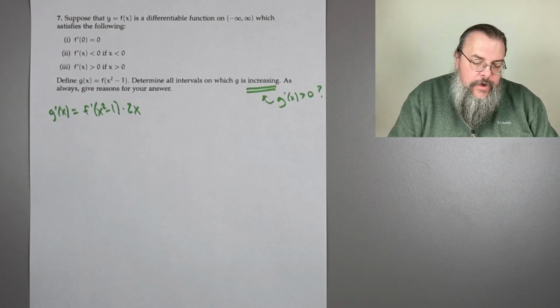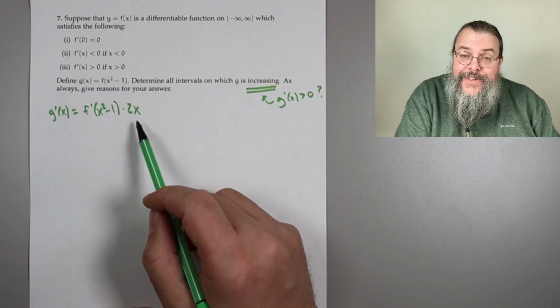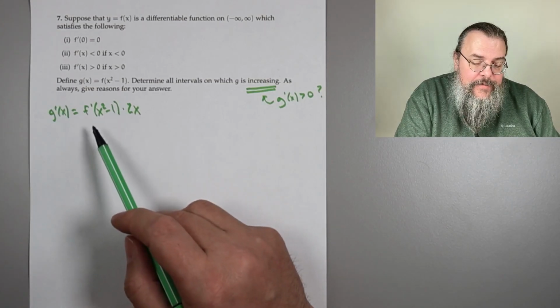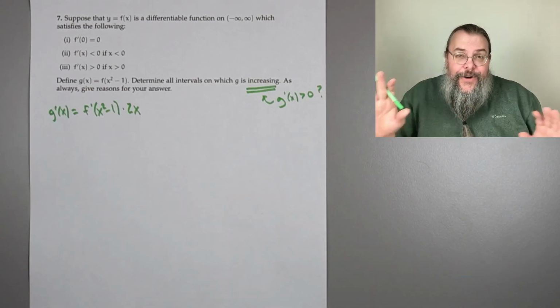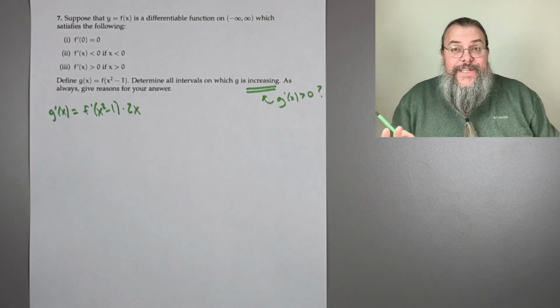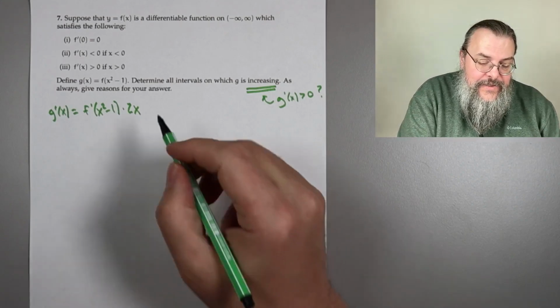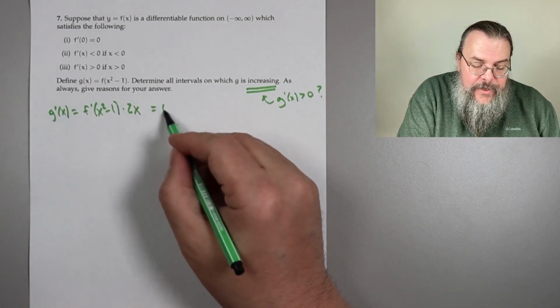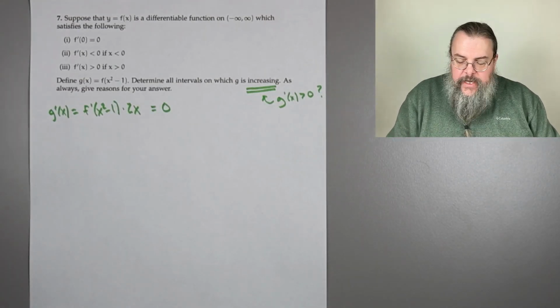Because, what do we know? We know 2x can change signs. And we know f prime can also change signs. Well, let's figure out all the places things could change signs. In other words, first off, let's find our zeros. So suppose I say this equals 0. Let's find that first.